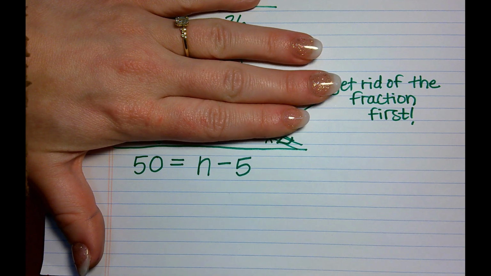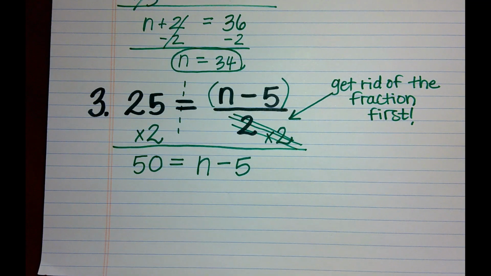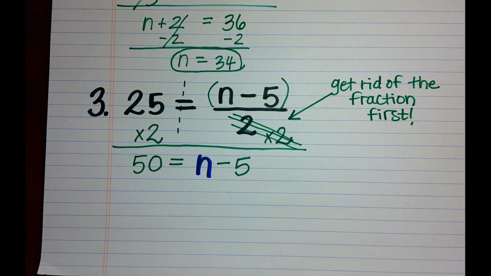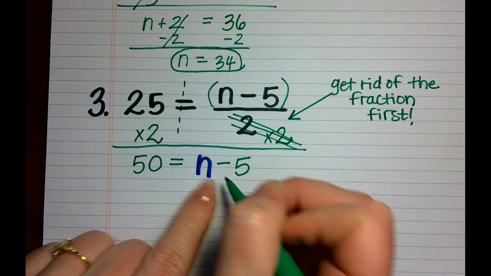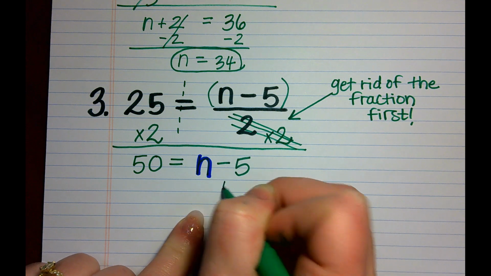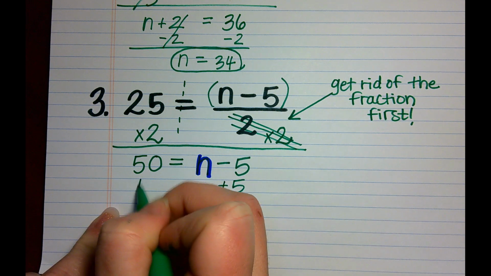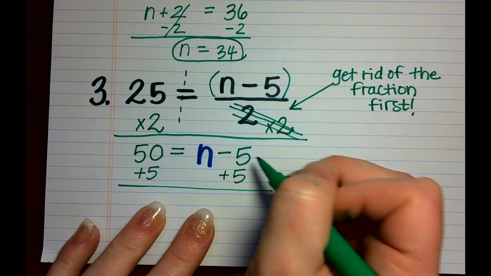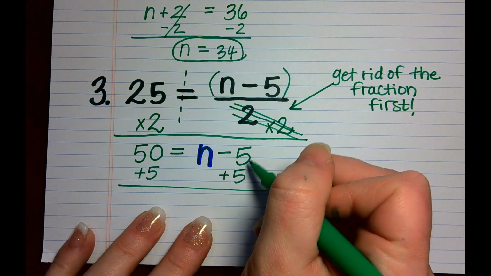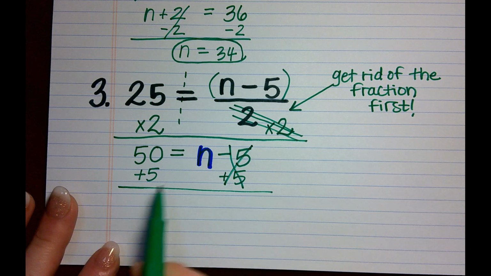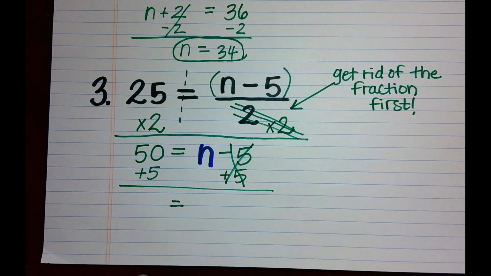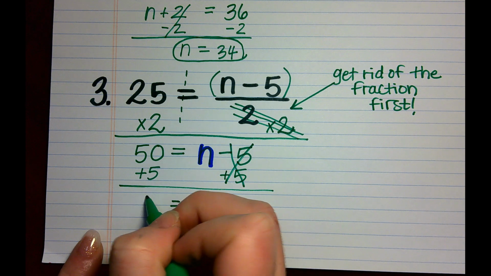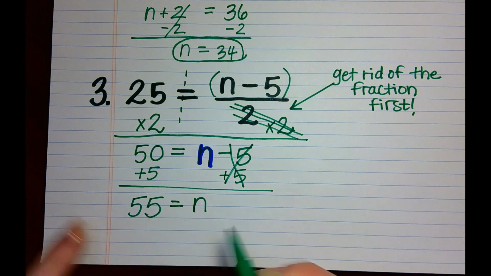Plus 5 on both sides. So remember my variable, my letter, I'm trying to get that by itself. So to do that, I need to get rid of anything else. Minus 5, we're going to get rid of that, doing the opposite. Plus 5. Okay, so my 5's cancel. I'll bring down my n. 55.